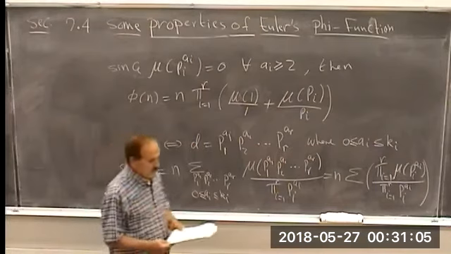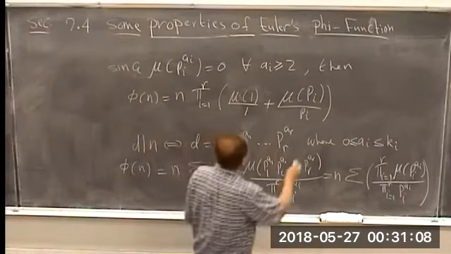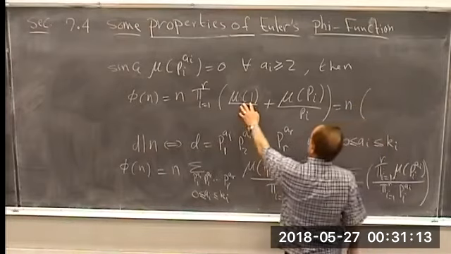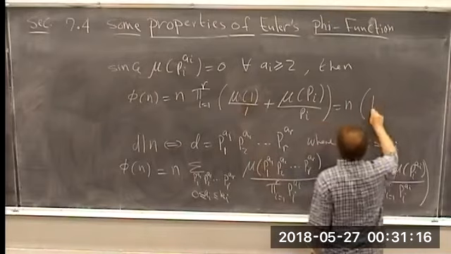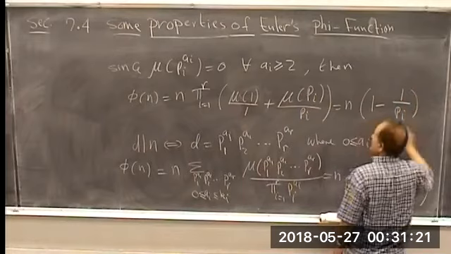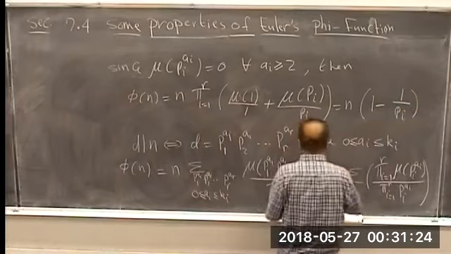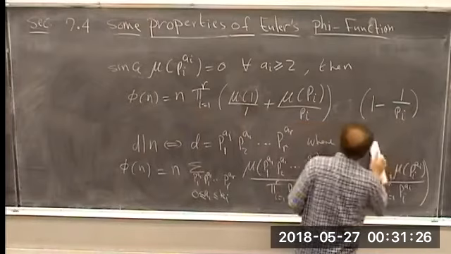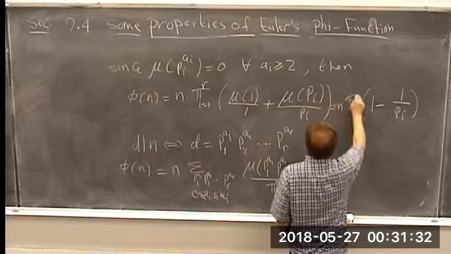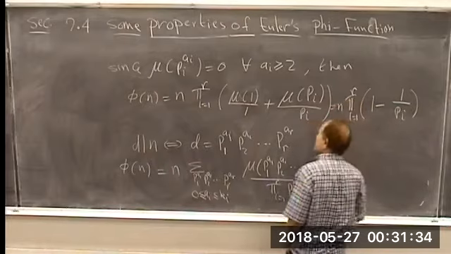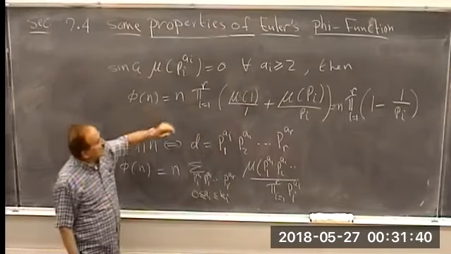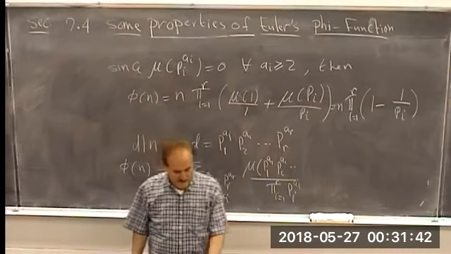And then we, of course, have the last thing in here. This is equal to n, and this product in here, we have 1 minus, and this one is 1 over p sub i, and then we have the product, of course, over all these ones, i equal 1. Again, we haven't used here that phi is multiplicative, we only used that mu, the Mobius function, is multiplicative.